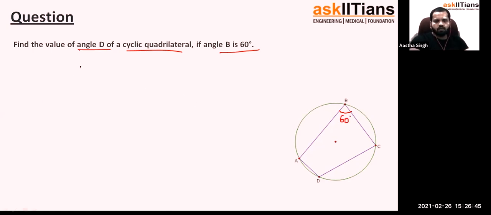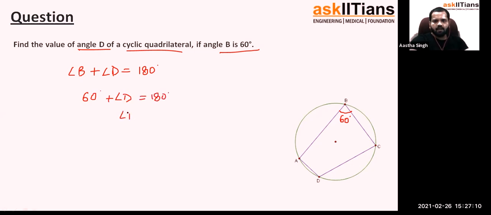So you know by the property of cyclic quadrilateral that the sum of opposite angles, angle B plus angle D, will be equal to how much? 180. Why? Because it is the property of cyclic quadrilateral. Later on we'll prove how this property came out, right? Angle B is 60 degrees, plus angle D, which you have to find, is equal to 180 degrees.